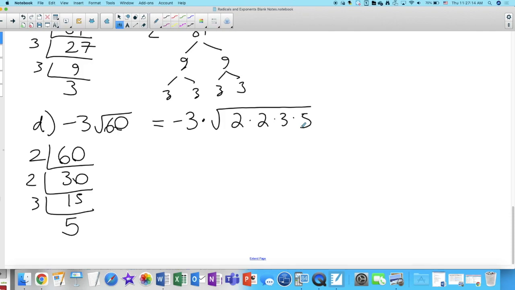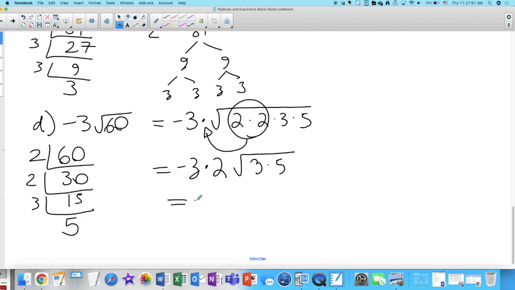Yeah, you take pairs out of this one because it's a square root, right? And there's a pair of 2's. So I can pull one of these 2's out. And what that gives me, I still have this -3, so -3 times 2 times the square root of what's left over, which is 3 times 5. Okay, and then of course you would multiply the numbers on the outside and the numbers inside the radical symbol together. So this would be -6 root 15.